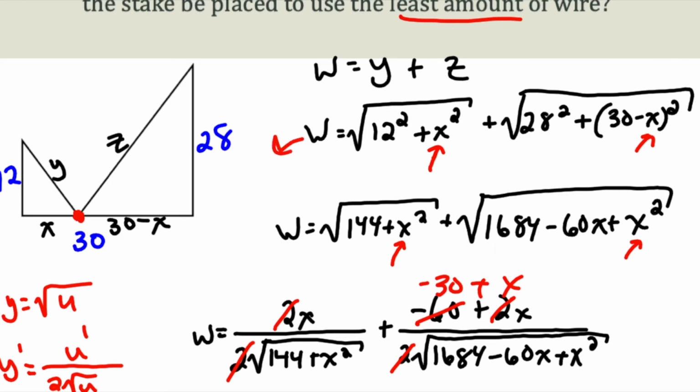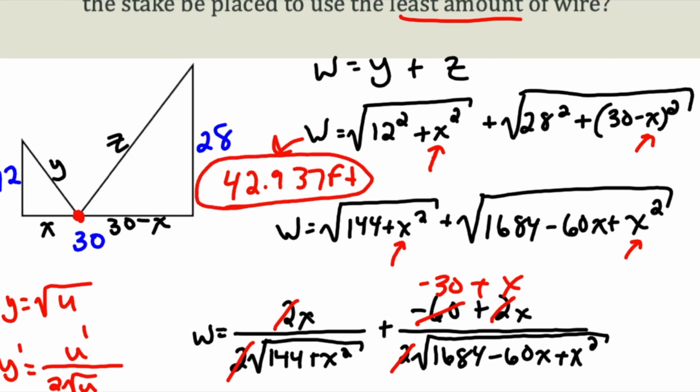So you end up getting on this part right here, when you plug that in, what I got, if I plugged it in correctly, should be 42.937 feet of wire. So the stake would be 9 feet from this side, 21 feet from this side. But to answer the question, they say what is the least amount of wire, and that right here is 42.937 feet.